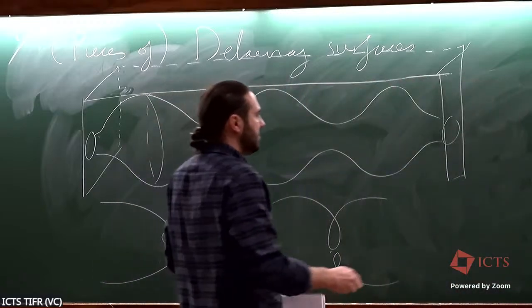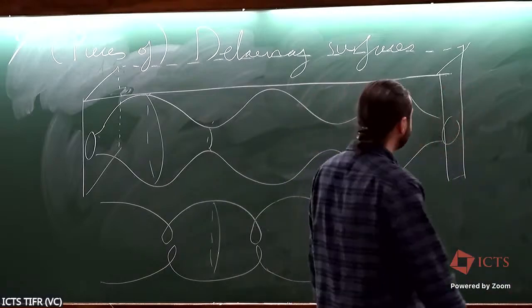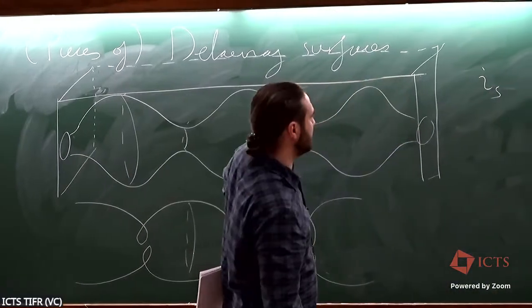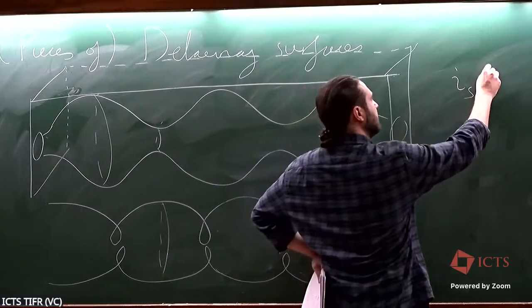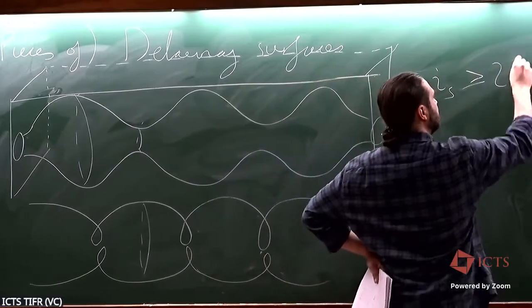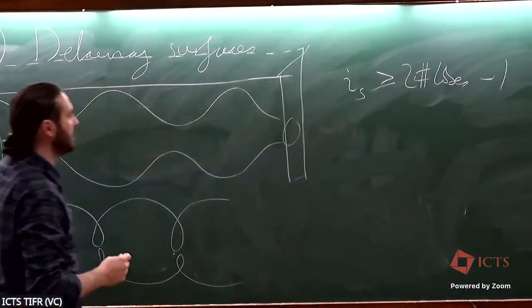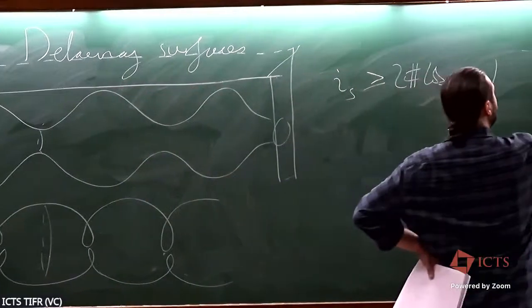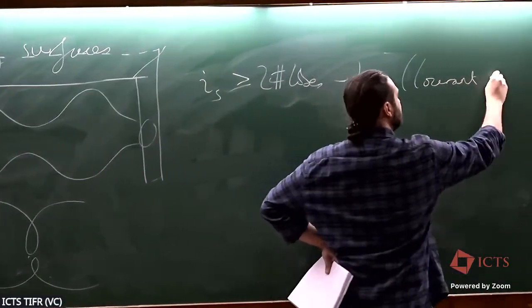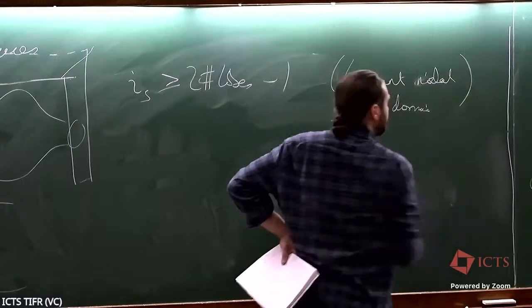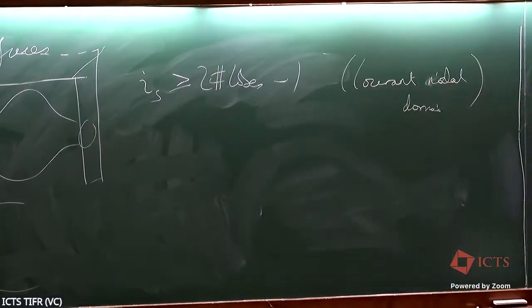And the Courant nodal domain theorem will tell us that the strong index of these Delaunay surfaces is at least twice the number of lobes minus 1. This is due to Courant's nodal domain theorem. So I'll say that in words. Courant's nodal domain theorem says that the kth eigenfunction can have at most k nodal sets.